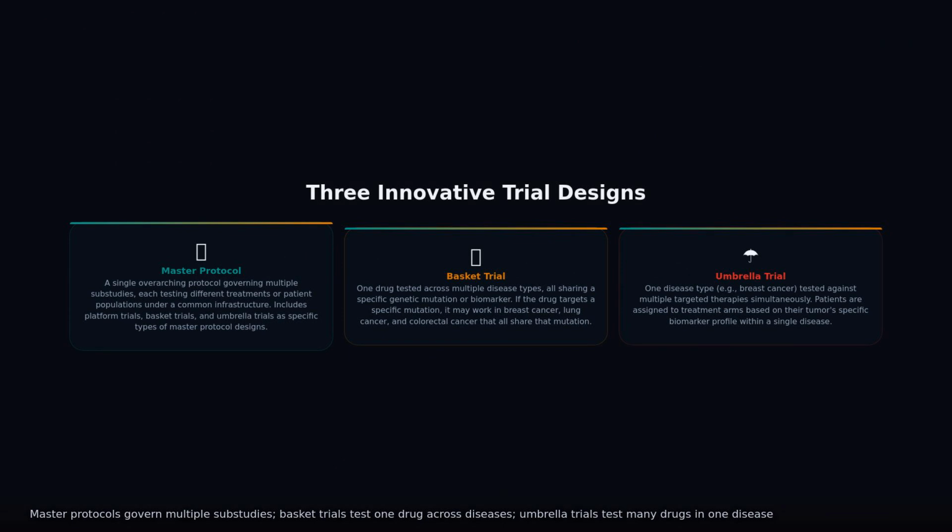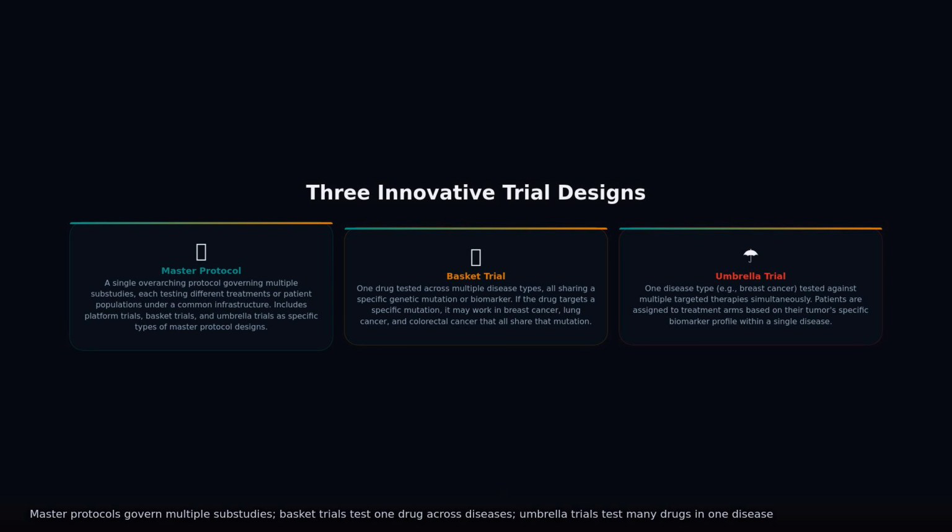A master protocol is the overarching structure, a single protocol that governs multiple sub-studies, each potentially testing different treatments or patient populations. A basket trial enrolls patients with different disease types, say, breast cancer, lung cancer, and colorectal cancer, that all share a specific genetic mutation, and gives them all the same targeted drug. The question is, does this drug work in any cancer with this mutation, regardless of where the tumor originated?